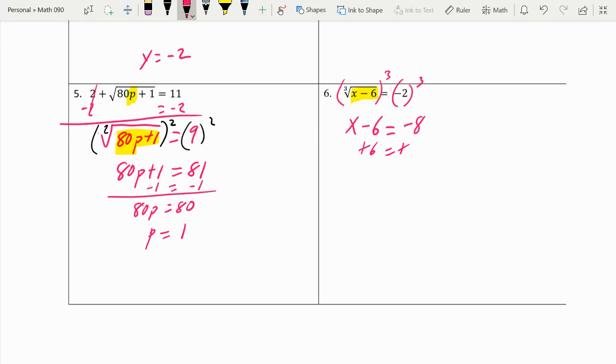Add 6 to both sides. X is equal to negative 2. And again, how can I check this? All right, I didn't do it with number 5, but with number 6, how could we check this? Plug it in. The third root of negative 2 minus 6, it better equal negative 2. So the third root of negative 8, again, it better equal negative 2. Well, the third root of negative 8 is negative 2.